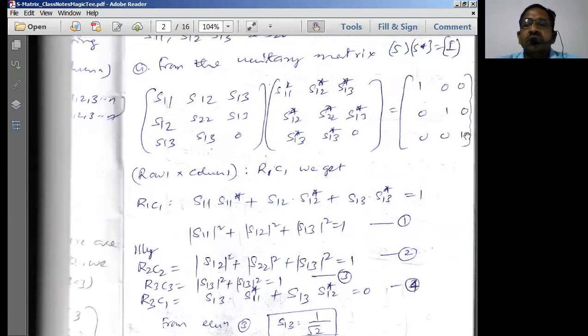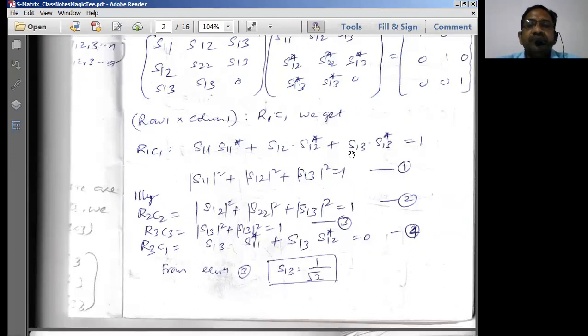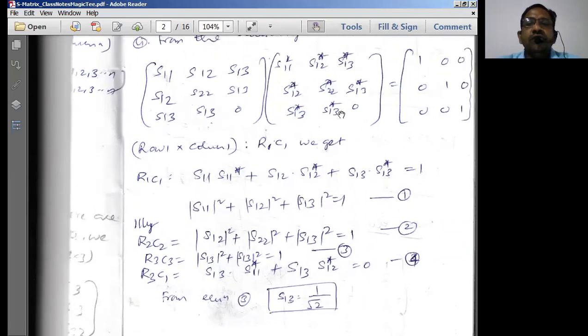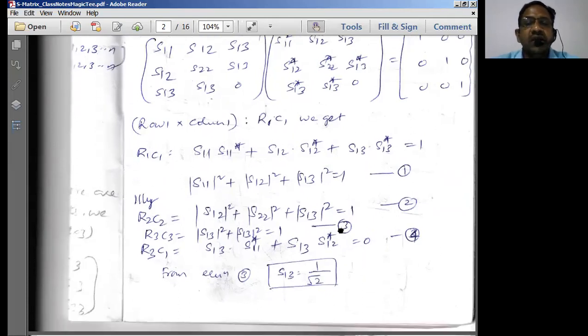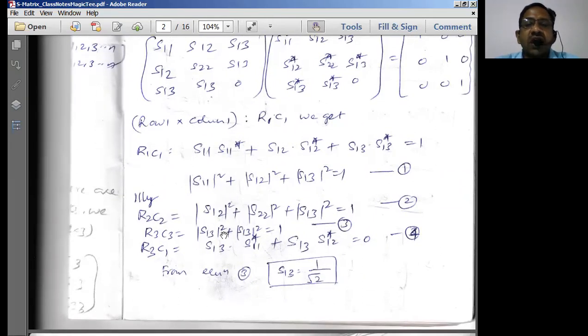Then row 3, column 3. This one I want is called row 3, column 3. So where is row 3? This is row 3 and column 3. When you multiply this, I'll be having S13 into S13 star, S13 into S13 star. So here, if it is going to have a complex conjugate symmetry, then I can write S13 star as S13 itself. So therefore S13 into S13, S13 square, here also S13 square. So by simply solving this, I'll be having 2 into S13 square is equal to 1. So therefore, from equation 3, I can write S13 is equal to 1 by root 2.